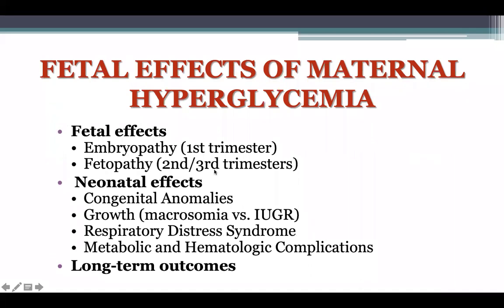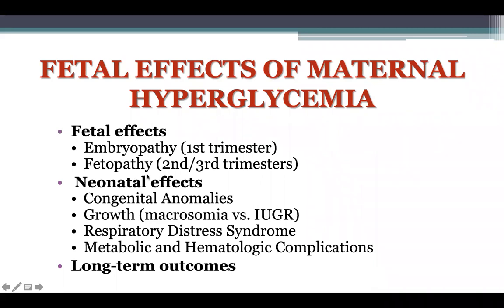So what are the fetal effects of hyperglycemia? That is divided into fetal effects, neonatal effects, and long-term effects. Among fetal effects, what you see is embryopathy. If there is hyperglycemia in the first trimester, for example the mother is diabetic even before conceiving, it causes diabetic embryopathy. If the mother has gestational diabetes mellitus, which is usually seen after 24 or 28 weeks, then it causes diabetic fetopathy. The organ systems are already beyond the embryonic period, so second and third trimester hyperglycemia will cause fetopathy.